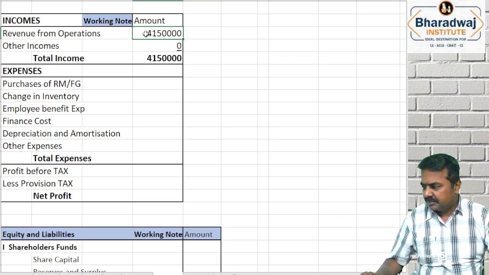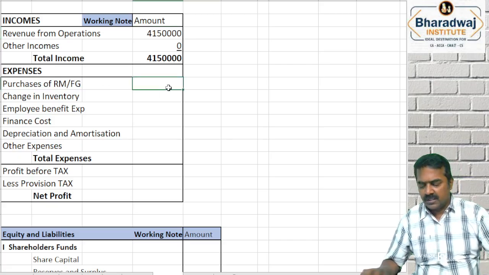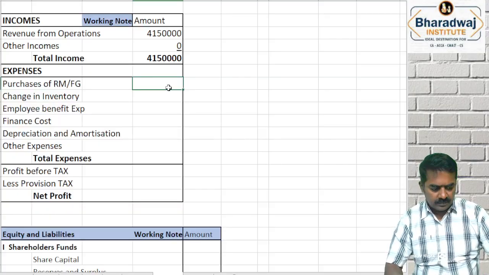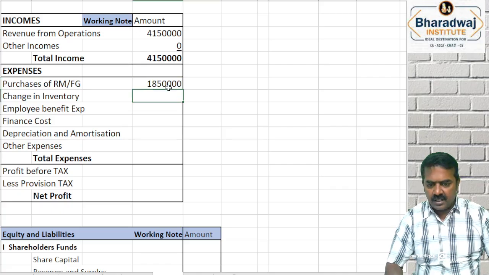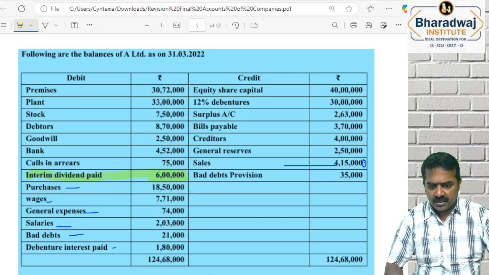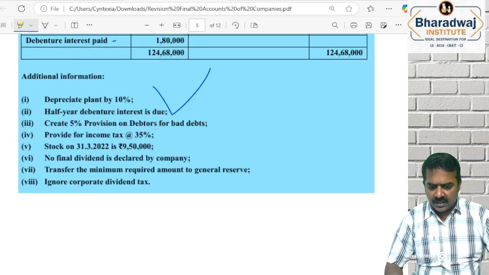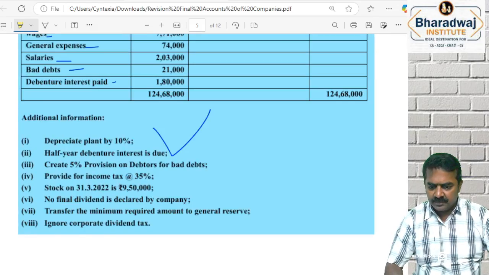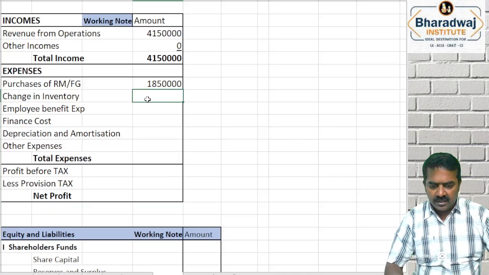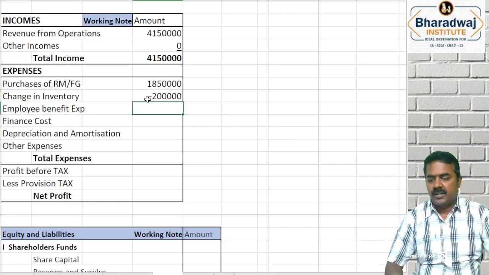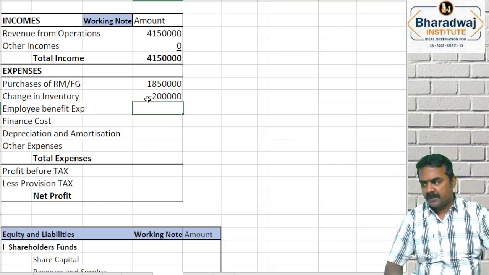Then purchase of raw material or finished goods, how much? 18,50,000. Now see the change in inventory, opening stock to closing stock. Opening stock is 7,50,000 and closing stock is 9,50,000. Increase in inventory is 2 lakhs.